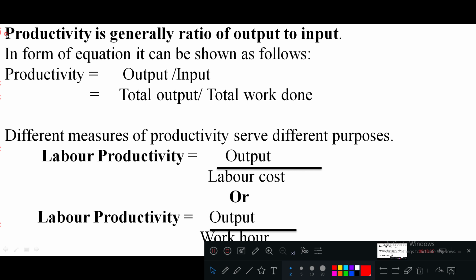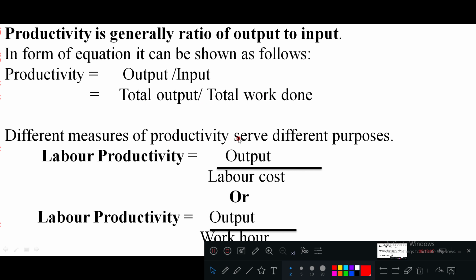And here you can see productivity is generally ratio of output to input. So in the form of equation, it can be shown as follows. That is productivity, we can say, output divided by input. So here output we have studied how exactly it will be there, and inputs are how much quantity of the resources are required. And even one more formula is there, that is total output by total work done.